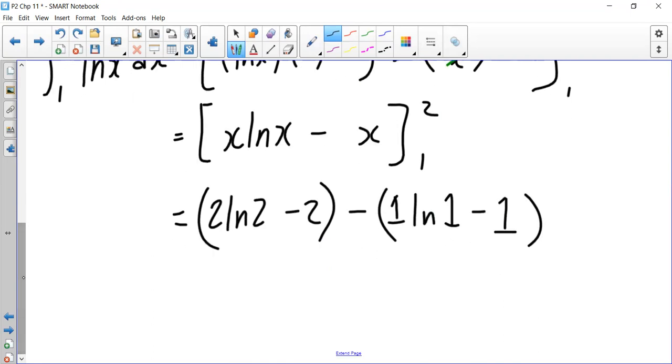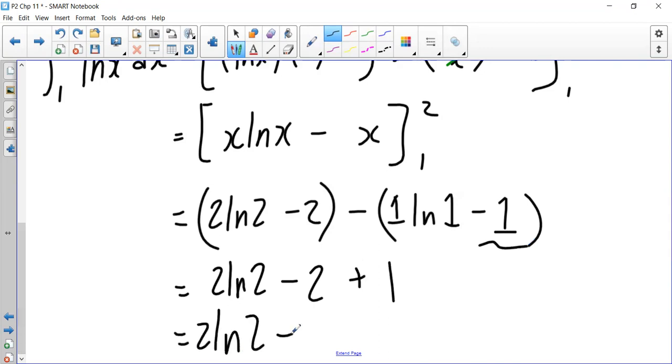I don't normally write a 1 like this, only when I confuse myself as an L. So 2, and no one likes an L. 1 ln 1. ln 1 is 0. Minus 1 is plus 1. A lot of students would have forgotten the plus 1 in here. So it'll be 2 ln 2 minus 1.